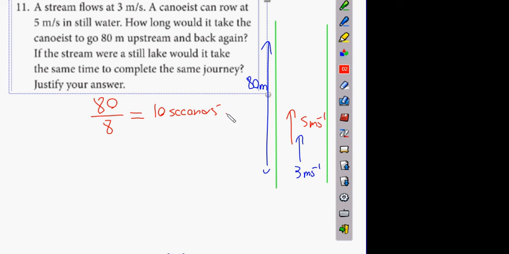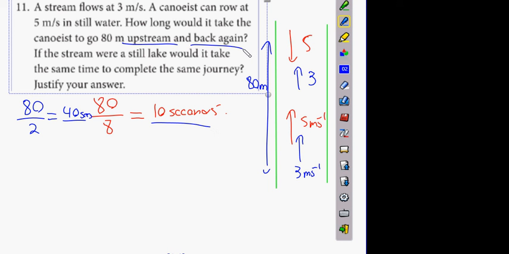Now, on the way back, you're going down 5, and the water is still going 3, which is overall down 2. So 80 divided by 2 is 40. Our combined time is going to be 50 seconds. So you're going straight up and straight back down again, upstream being the key word there. Now, if it was a still lake, it doesn't matter if you're going up or downstream. It's the same time to go up as it is to go down.